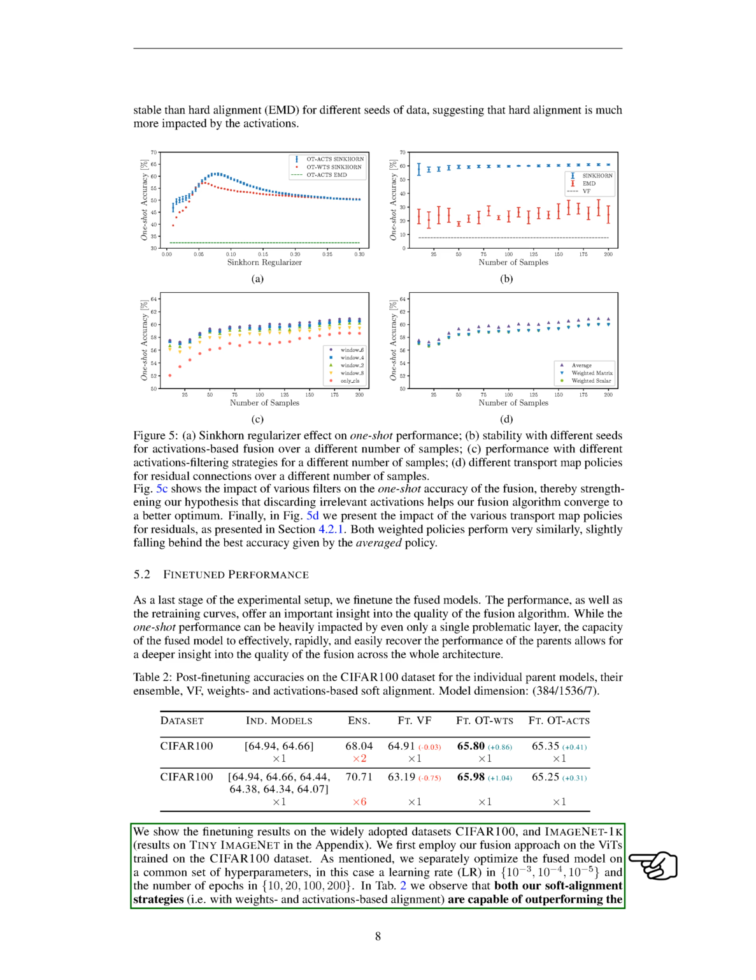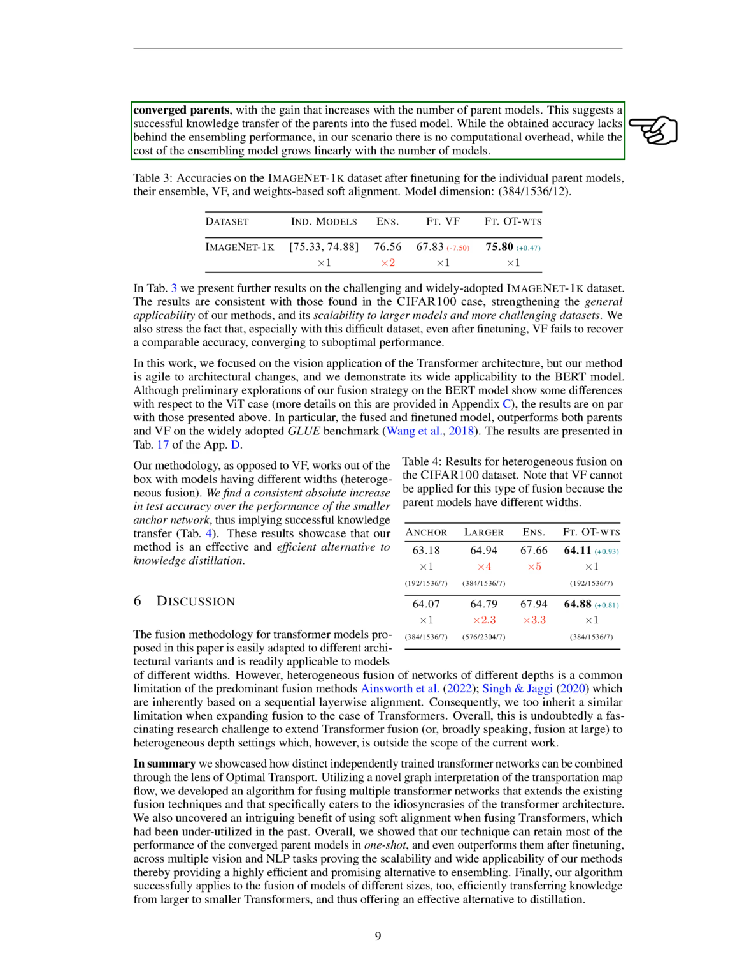Our results showed that both our soft alignment strategies, using weights and activations-based alignment, were able to outperform the parent models. This performance improvement increased with the number of parent models, suggesting successful knowledge transfer to the combined model. Although the accuracy was lower than the ensemble performance, our approach didn't require additional computational resources, unlike ensemble models which increase in cost linearly with the number of models.